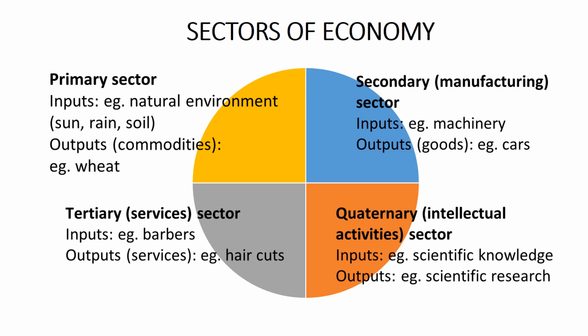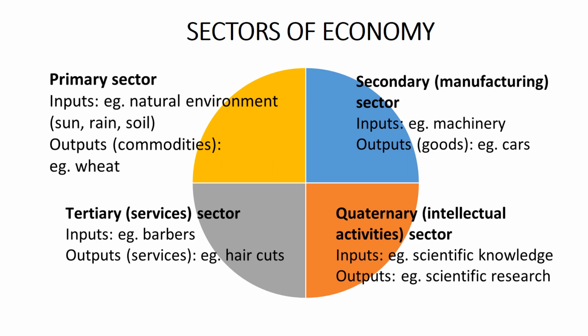In the tertiary sector, the inputs include labour or human resources such as barbers. The outputs are services such as haircuts. And in the quaternary sector, the inputs include information and knowledge such as scientific knowledge. The outputs are services such as scientific research.